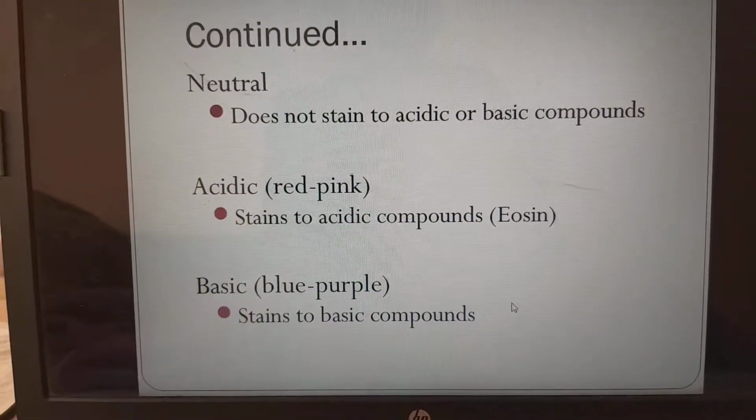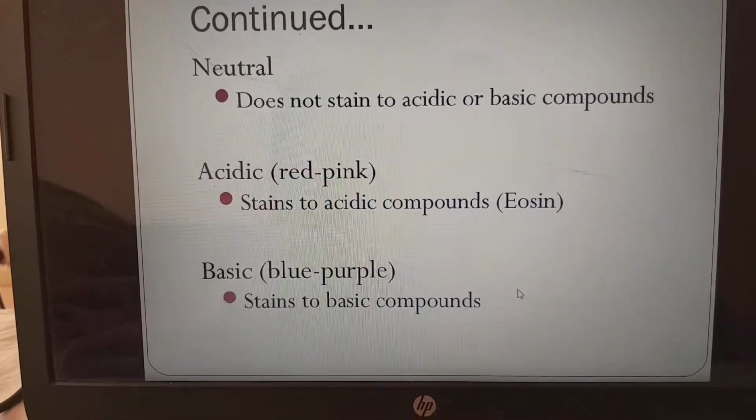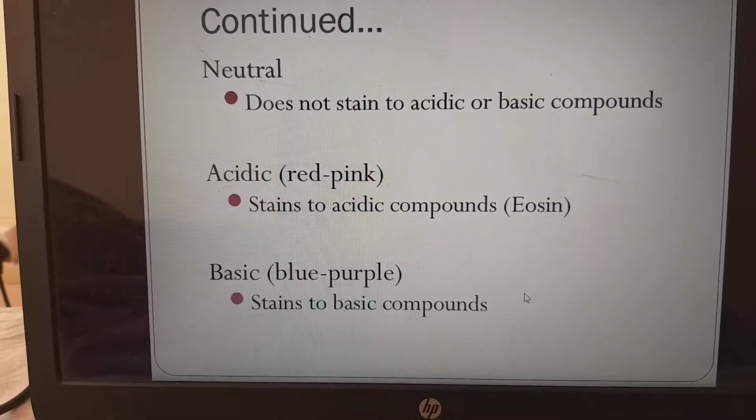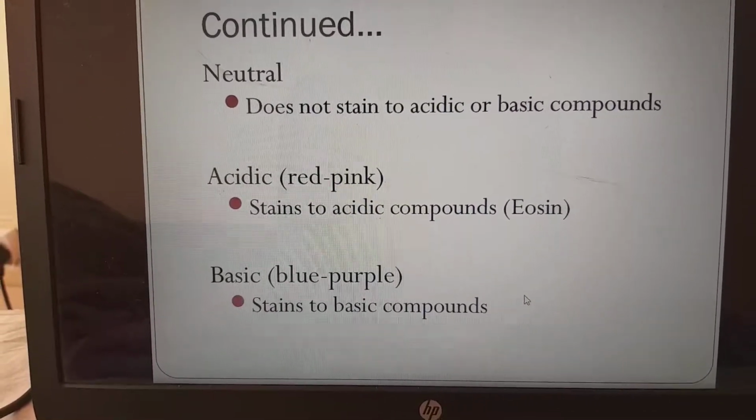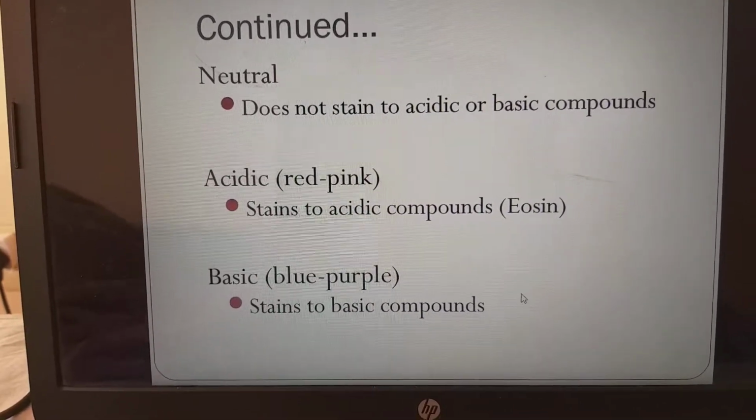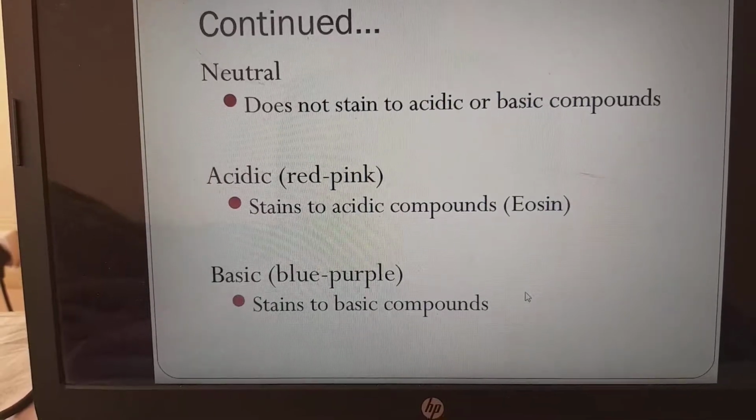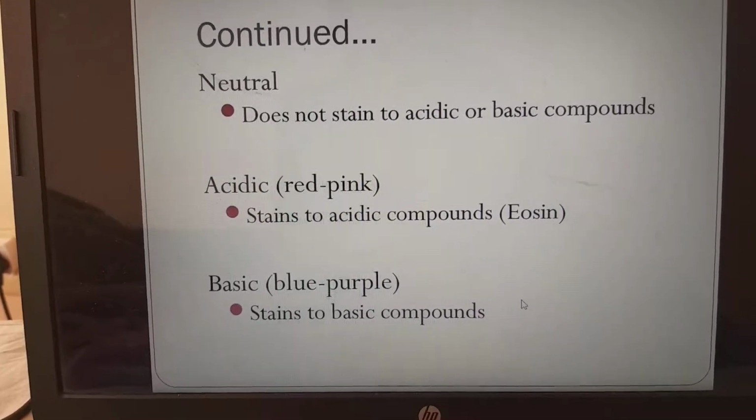Coming to the neutral, it does not stain to acidic or basic compounds, which is why we call it neutral. Acidic, red-pink, stains to acidic compounds: eosinophils. Eosinophils stain to acidic compounds. Next, basic, blue-purple in color, stains to basic compounds.